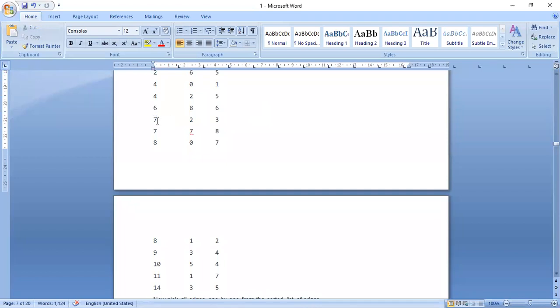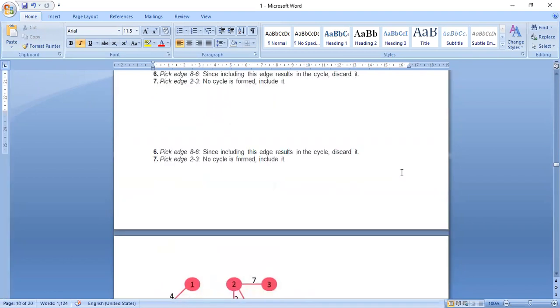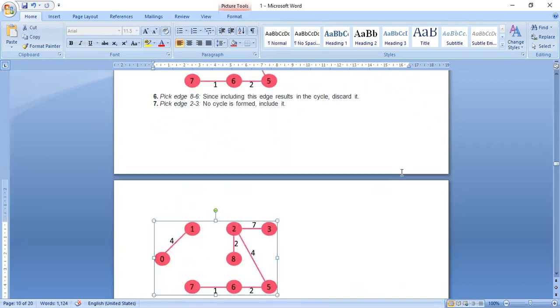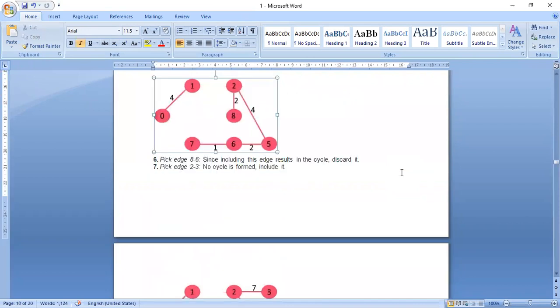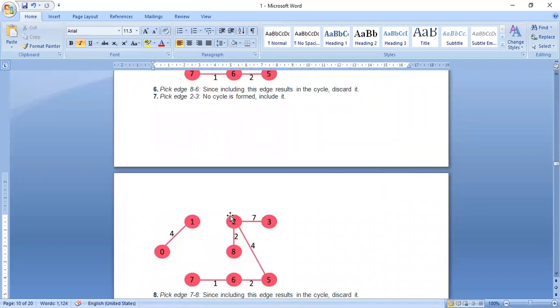Next is the edge with weight 7, and that is from 2 to 3. I should add 2 to 3. So 2 to 3 I added. This is the previous one. In the 6th step, I discarded the 8 to 6 edge. In the 7th step, I added 2 to 3. So the resultant graph you can see here. While adding 2 to 3, is there any cycle formed? No. So I have added it to the given graph.